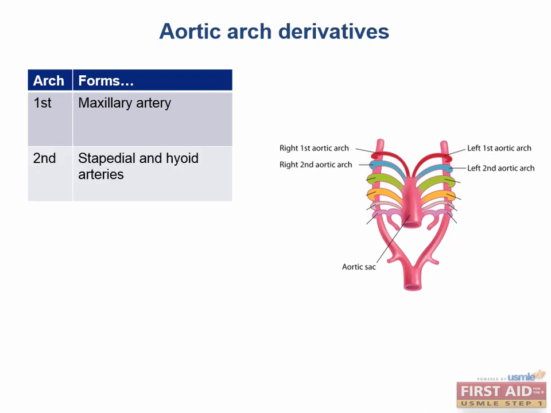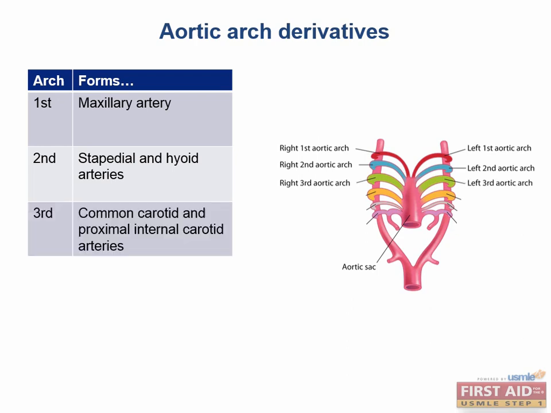The second arch develops into the stapedial and the hyoid arteries. In terms of the USMLE, you need to be aware that the stapedial artery supplies the stapedius muscle. What does the stapedius muscle do? It controls the stapes in the ear, which dampens loud sounds. Normally after birth, this embryonic structure should regress. If not, then adults can suffer from persistent stapedial artery in which they get headaches where they can hear their heartbeat, and they can also get hyperacusis, so very high sensitivity to sound.